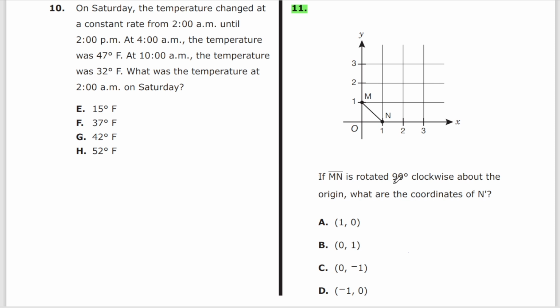Next up, problem 11. If MN is rotated 90 degrees clockwise about the origin, that's important as well, what are the coordinates of N prime, the new N? So, I mean, you can try to graph this, but I would highly encourage just to memorize the formula. So the (x, y), when it's turned 90 degrees clockwise, turns into (y, negative x). So point N, the original point, has a coordinate of (1, 0), and then it will naturally get flipped or converted or translated into (0, -1). So the answer is C.